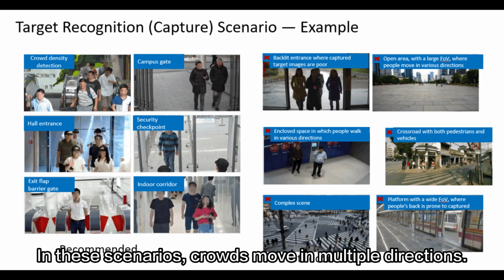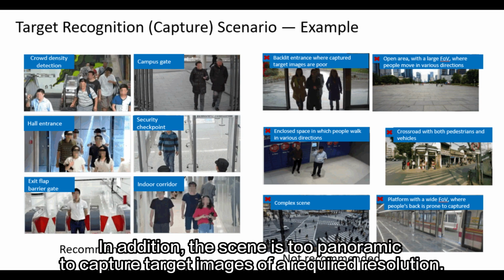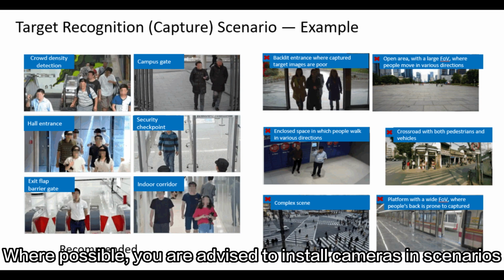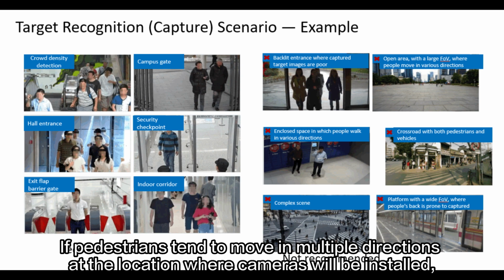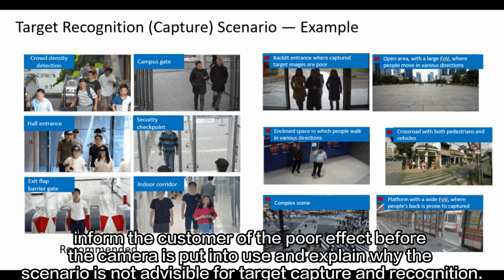In these scenarios, crowds move in multiple directions. In addition, the scene is too panoramic to capture target images of a required resolution. Where possible, you are advised to install cameras in scenarios where crowds flow in a fixed direction and move at a stable speed. If pedestrians tend to move in multiple directions at the location where cameras will be installed, inform the customer of the poor effect before the camera is put into use and explain why the scenario is not advisable for target capture and recognition.